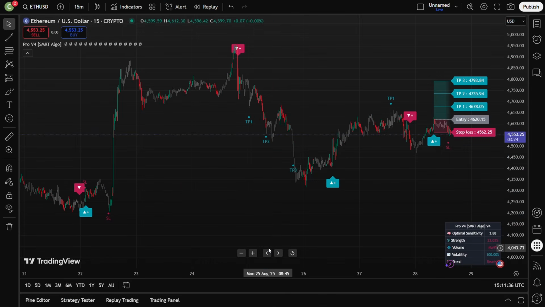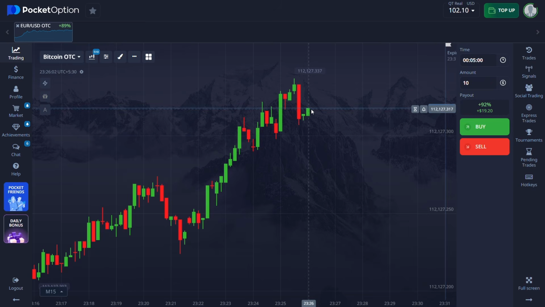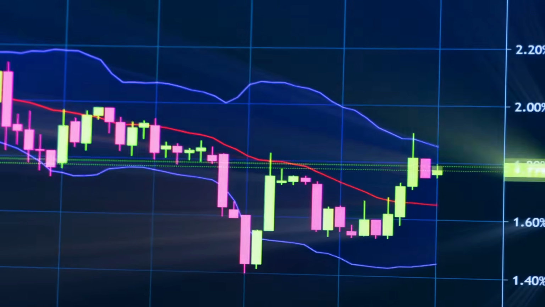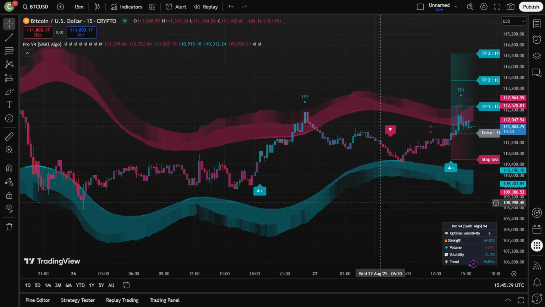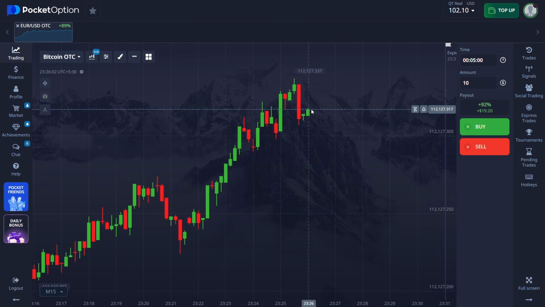Throughout the market, we can see these green and red arrows. These are the trading signals provided by the PRO V4 indicator. The green arrow indicates a buy signal, while the red arrows indicate a sell opportunity. Something to keep in mind is that this indicator is not necessarily aimed to be used in binary trading. Instead, it mainly focuses on spot or regular trading, where traders have full control over when to enter and exit positions. However, we can still use the PRO V4 indicator's signals to place highly accurate trades on binary markets.